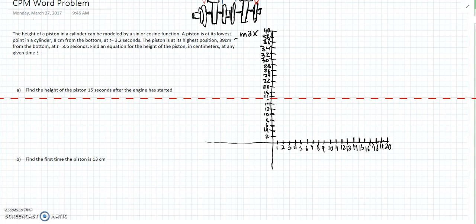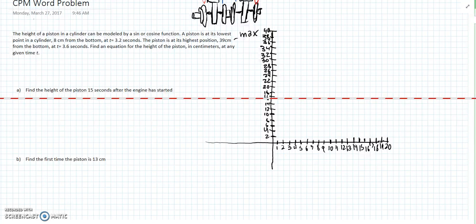Our word problem states the height of a piston in a cylinder can be modeled by a sine or cosine function. A piston is at its lowest point in a cylinder, 8 centimeters from the bottom at 3.2 seconds. The piston is at its highest position, 39 centimeters from the bottom at 3.6 seconds. Find an equation for the height of the piston in centimeters at any given time, which is t.